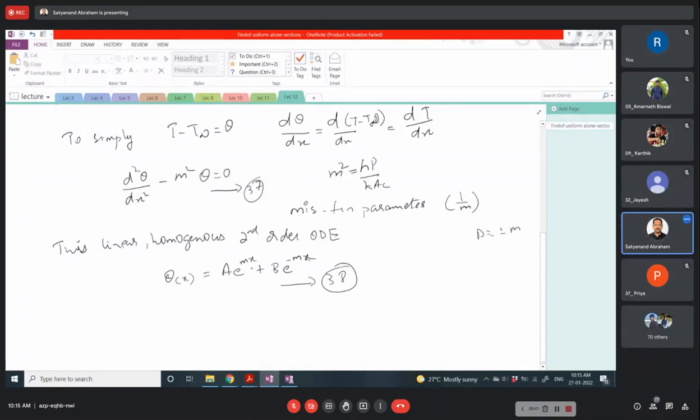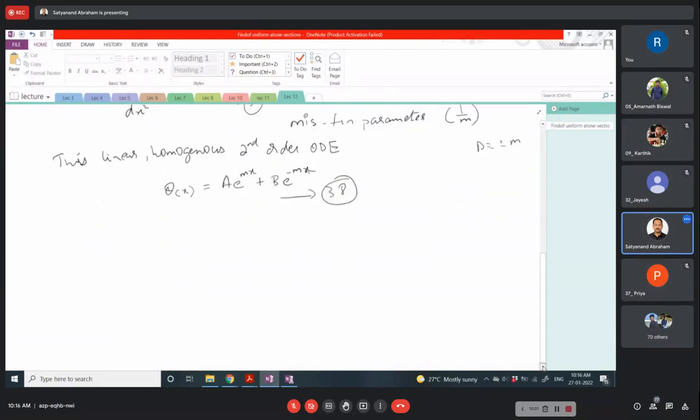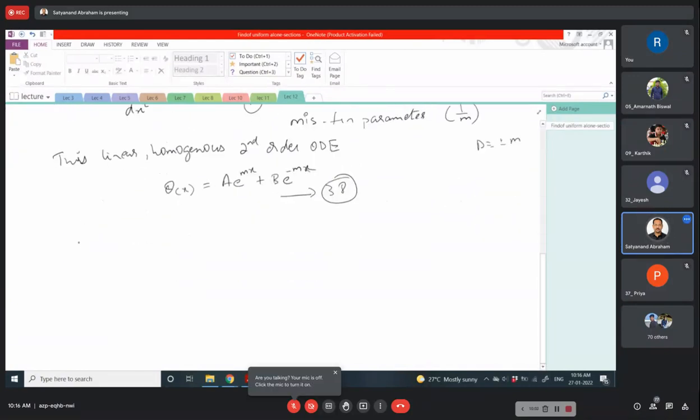Okay. So whether it is the combined effect, how it is going to be, we will see by finding the constants A and B. But in any of the situations, for any of the fins, this is going to be the general solution. Okay. But in order to do some analysis, we can also convert it into the hyperbolic functions.